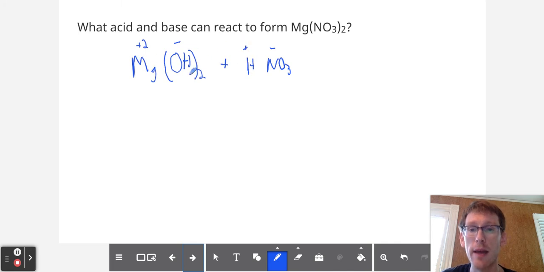So I've got Mg(OH)2 and HNO3 that react together to give Mg(NO3)2. And yes, I know you need two equivalents of nitric acid to make this happen, but the bottom line is, if you're forming magnesium nitrate, you can do that by reacting magnesium hydroxide with nitric acid.